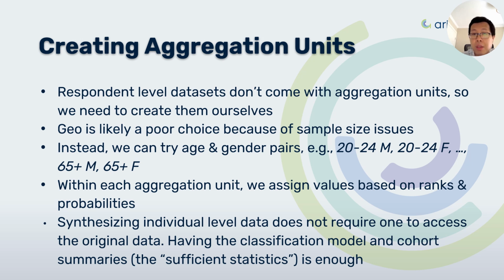You actually don't. All we need is the classification model, which can be trained locally on your machine, and also the cohort summary. In other words, all you have to do is tell us 20 to 24-year-old male, 10% of the people do this, 20 to 24-year-old female, 12% of them do this, and so on and so forth. Think of that as the sufficient statistic of the process. And once we have the model and the sufficient statistic, we're able to process the individuals. Not a problem.